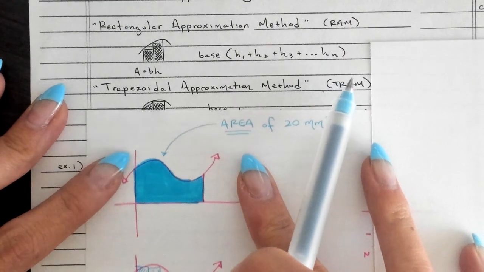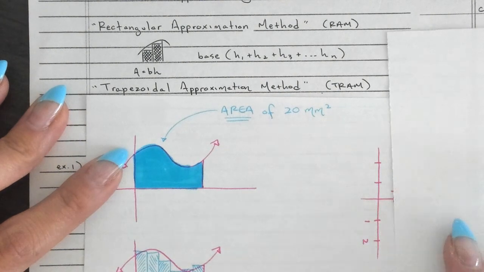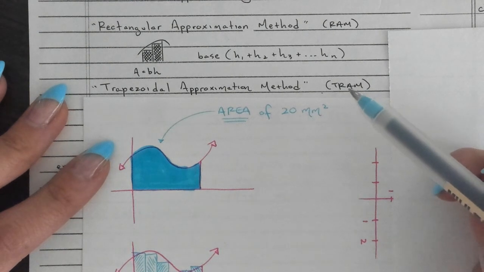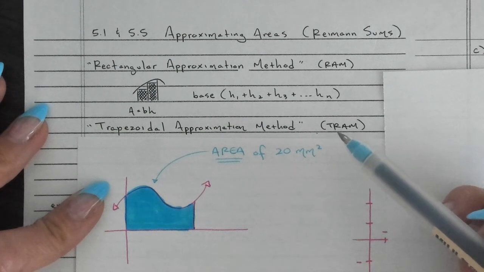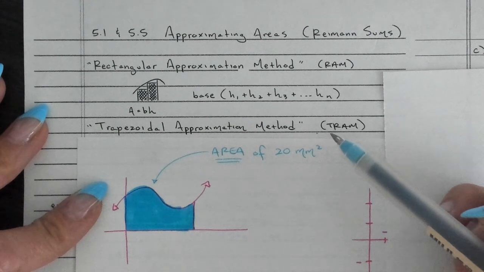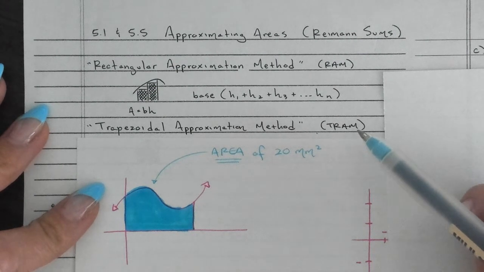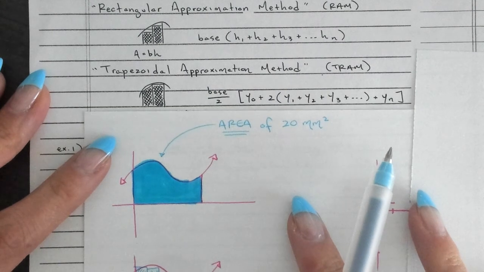Another way that we do it is using the trapezoidal approximation method. We call that TRAM for short. So trapezoidal, basically like Riemann, but not rectangular. The TR is for trapezoidal, and then approximation method. So TRAM is what we generally call it, and that's our shortened version.